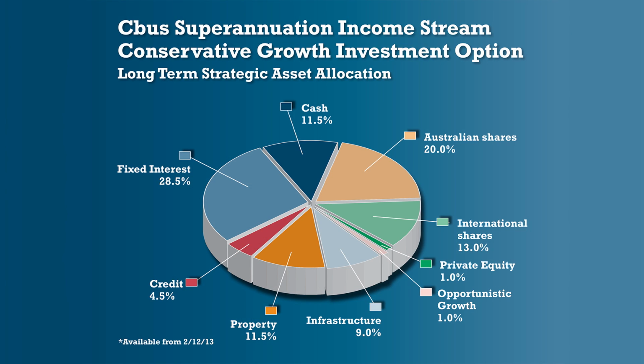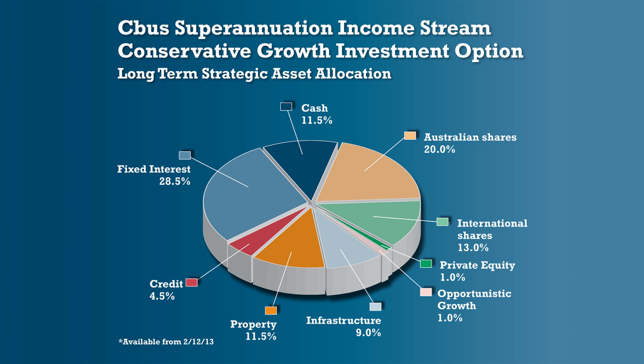What are some of the key features of the Conservative Growth Option? The option invests in the same asset classes as the Growth Option. So for example, it invests in Australian shares, international shares, property, infrastructure, credit and so forth. A key difference though with this option compared to the Growth Option is that it invests a greater proportion in cash and fixed income. That's because we're trying to have a more defensive option than the Growth Option.